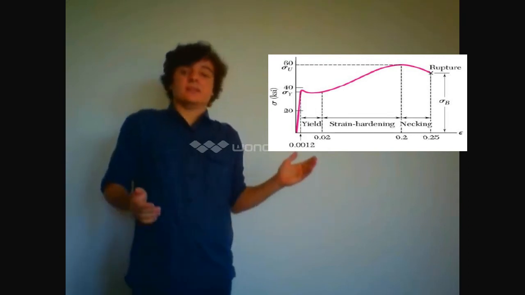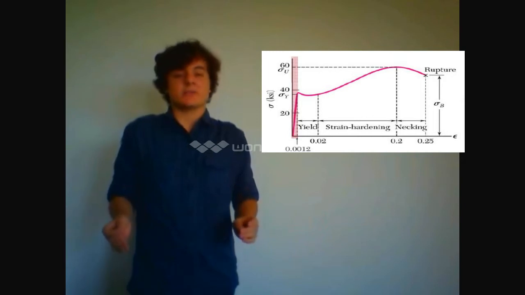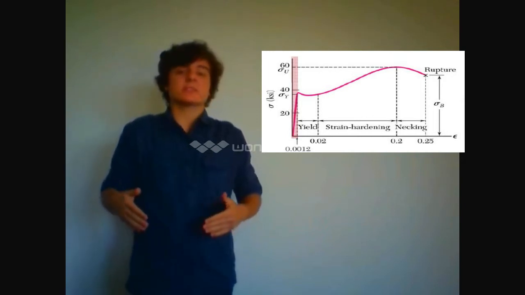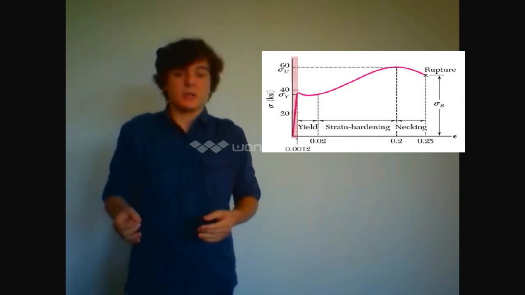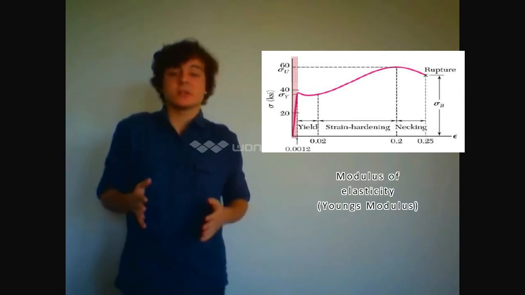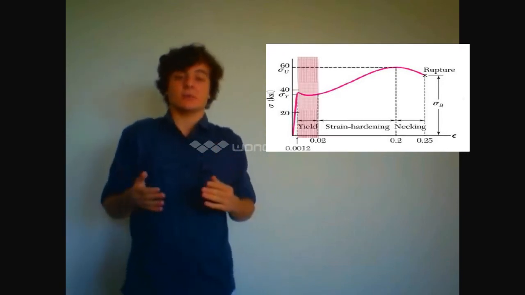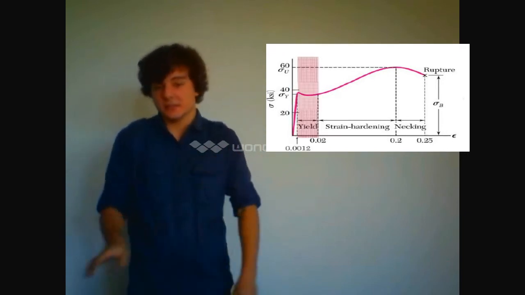This here is a stress-strain graph for low-carbon steel. As you can see, the first part of the graph is linear. This represents the elastic deformation, where the material will deform but return to its original shape. The slope of this section of the graph is equal to the material's modulus of elasticity, or Young's modulus.